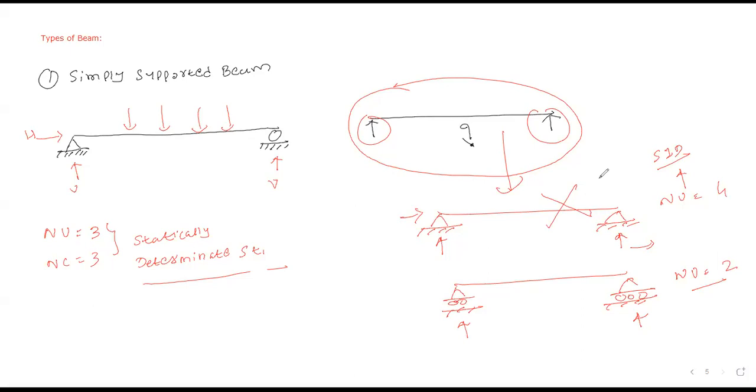Okay, now suppose I provide both ends as roller, but what about if I am applying horizontal load on your beam? It will remain stable or unstable? It will carry this load, yes or no? We have provided roller like this.